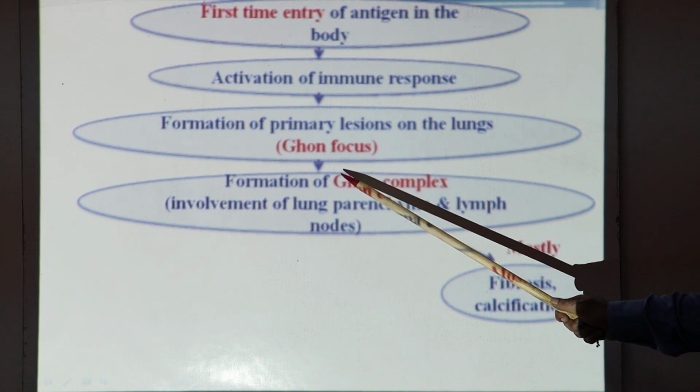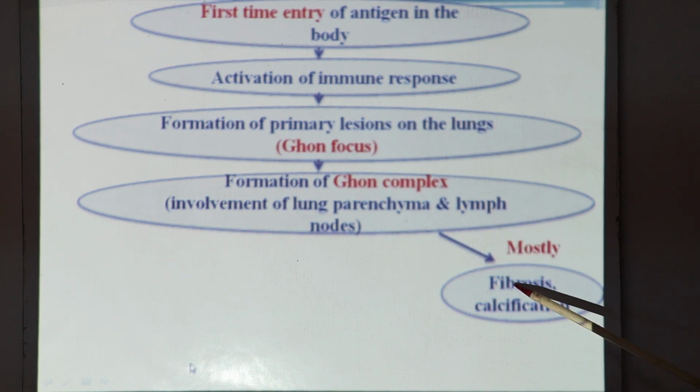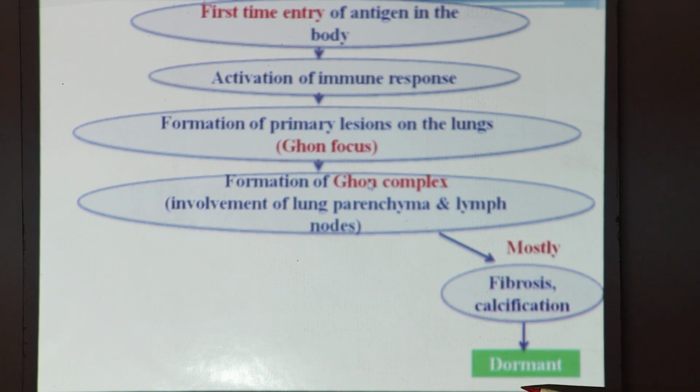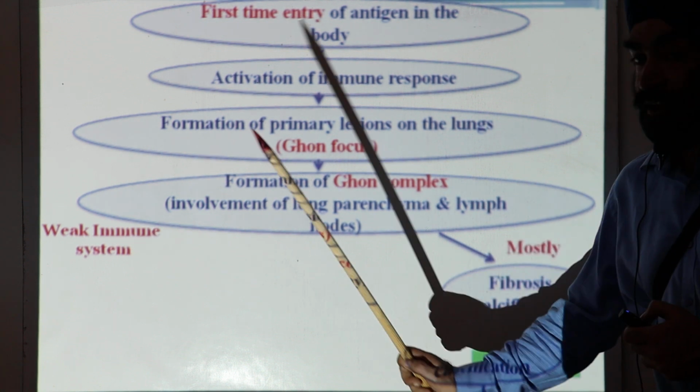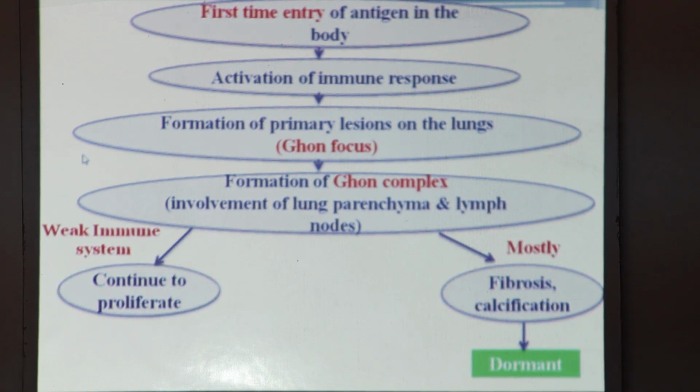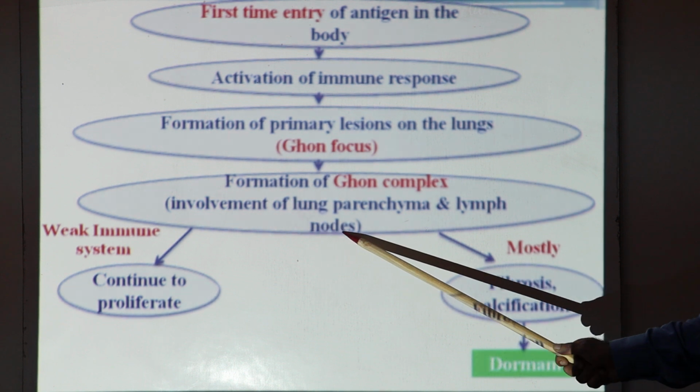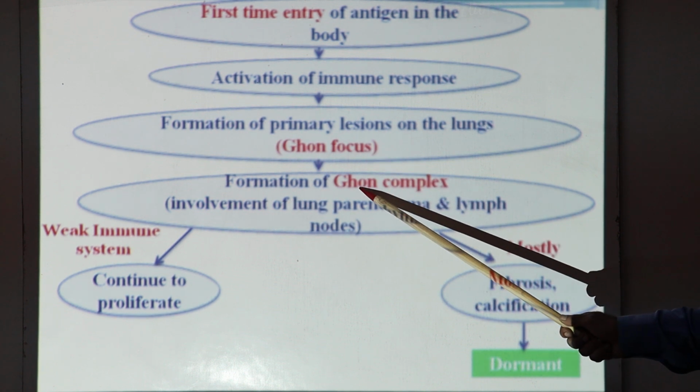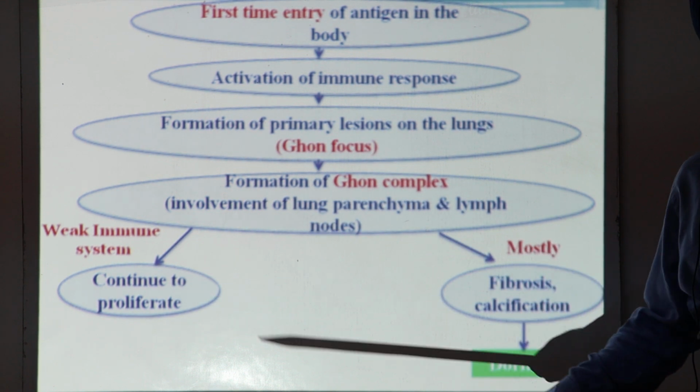These kinds of lesions heal. There is fibrosis, calcification, and it becomes dormant. So that portion becomes fibrotic and the inflammation is contained. Okay, most of the time. However, if the person has a weak immune response, this is not contained. Rather, this focus and complex continue to proliferate.